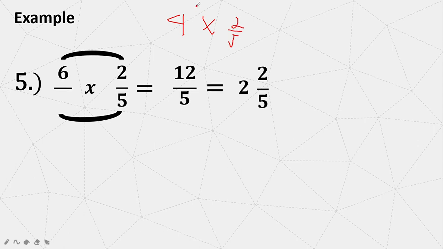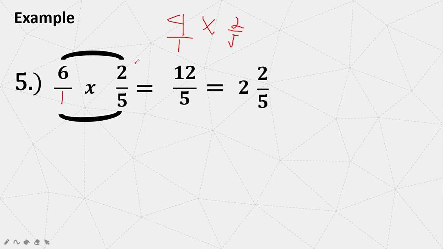Now, para makapag-multiply tayo, since we are talking about multiplying fractions, then dapat maging fraction ito siya. Now, paano siya magiging fraction? Ito, simple lang. Magkakaroon tayo dito ng imaginary 1 na denominator para makapag-multiply tayo. So, that means, maglalagay lang tayo dito ng 1.